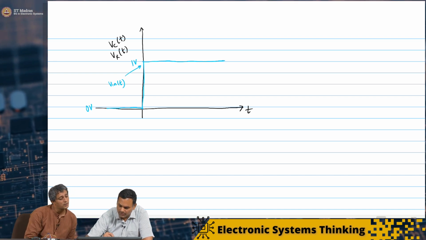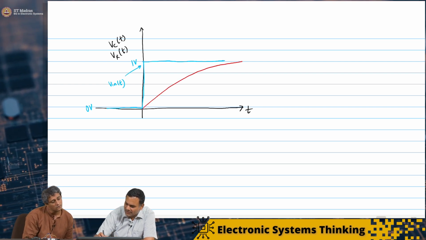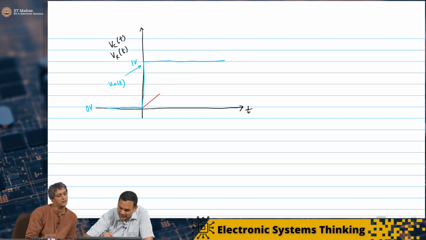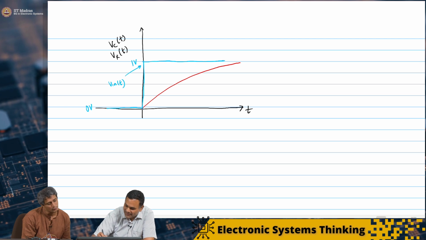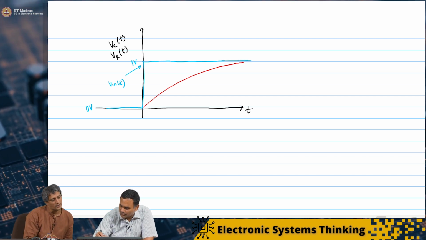Okay. So, now VC of t, it asymptotically approaches, right? Yeah. So, maybe I'll draw it a little bit better to show that it asymptotically gets to 1 volt, right? Like it never reaches 1 volt. That's right. Okay, so great. I'll show it something like this.